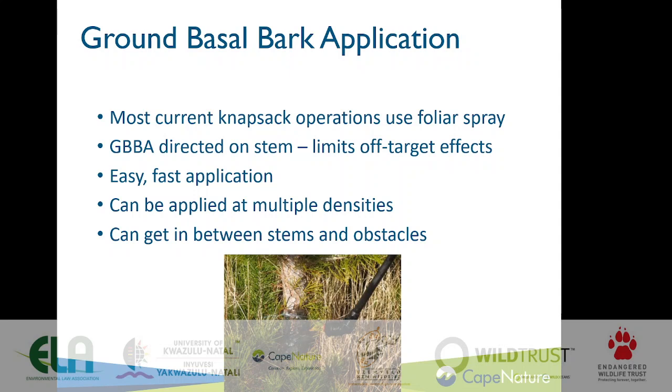Then, similarly to ABBA, you can use the same technique on the ground. Most current knapsack operators use foliar sprays, but with ground-based basal bark application, you can direct the herbicide directly onto the stem, and this limits the off-target effects. It's also an easy and fast way to apply the herbicide, and it can be done at multiple densities. It's not just limited to the low densities.